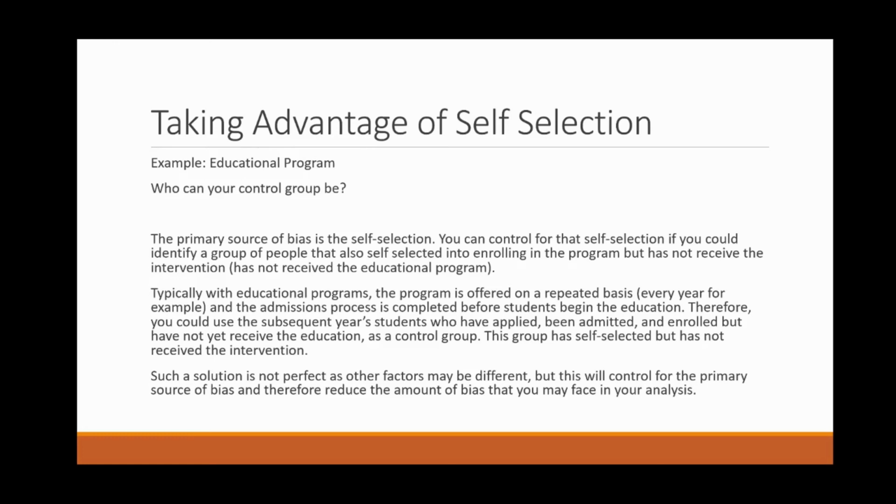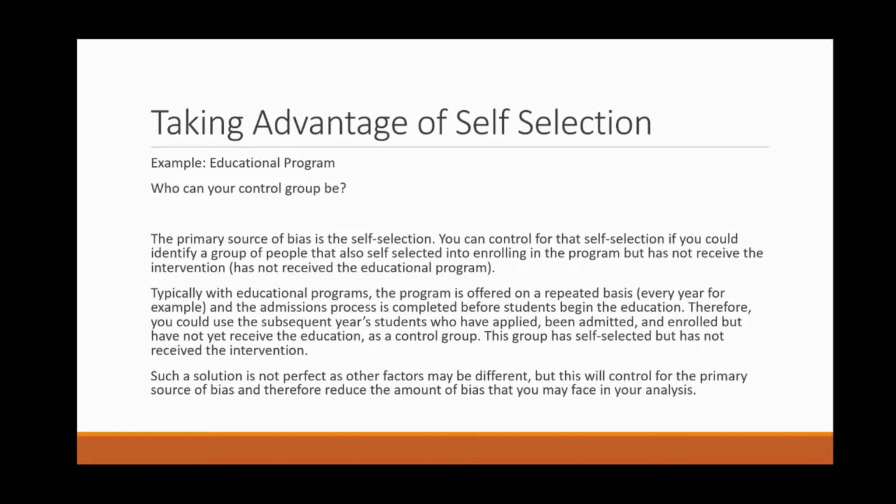The selection occurs through the application and approval process, between application and when you get accepted into the program. That's where the selection happens, but then the intervention takes place later. We can take advantage of that. We can take advantage of the fact that this educational program takes place repetitively to try to identify a control group. This control group would be a group of people that also self-select into the program.